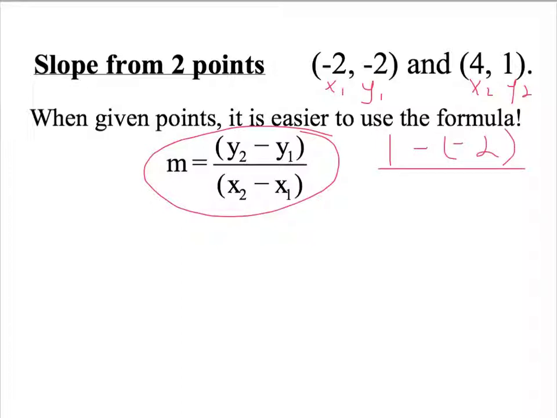Okay? Then my x2 is 4, and my x1 is negative 2. Whenever I have 2 negatives, I add. So 1 plus 2 is 3, and 4 plus 2 is 6. My slope, I can simplify to 1/2.